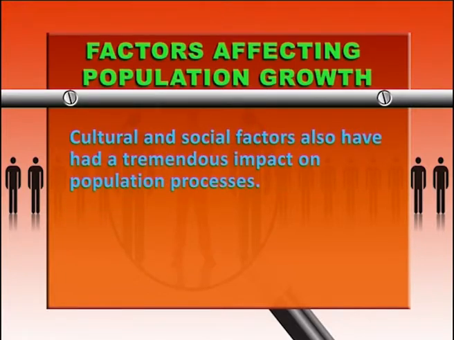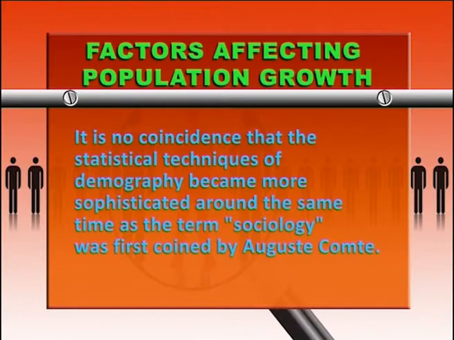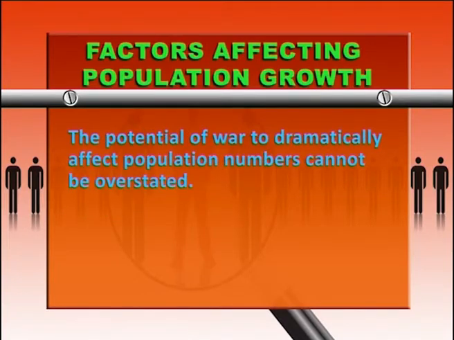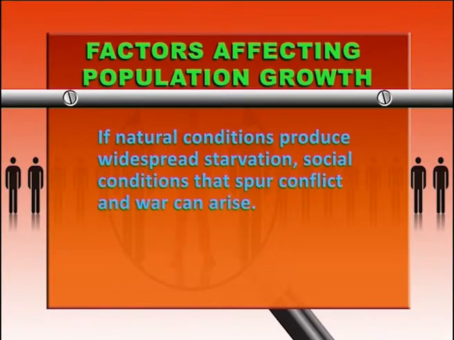Cultural and social factors also have had a tremendous impact on the population processes. It is no coincidence that the statistical techniques of demography become more sophisticated around the same time as the term sociology was coined by Auguste Comte. The two fields are complementary to one another, just as social change and population change go hand in hand. For example, the potential of war to dramatically affect population numbers cannot be overstated. If natural conditions produce widespread starvation, social conditions that spur conflict and war can arise.